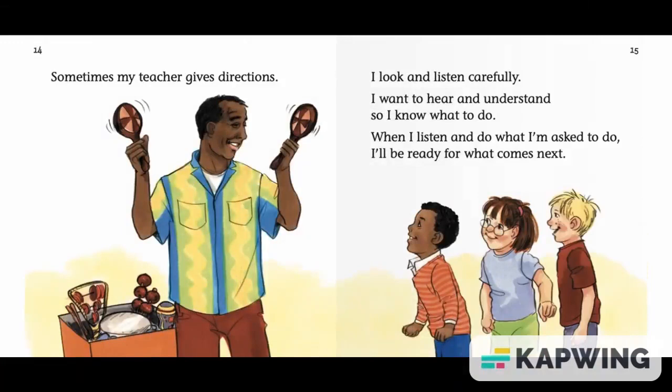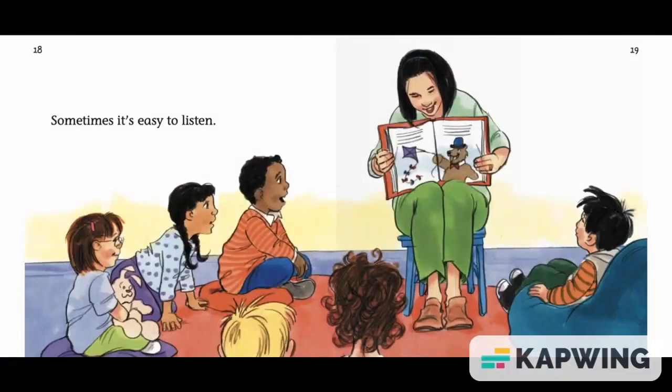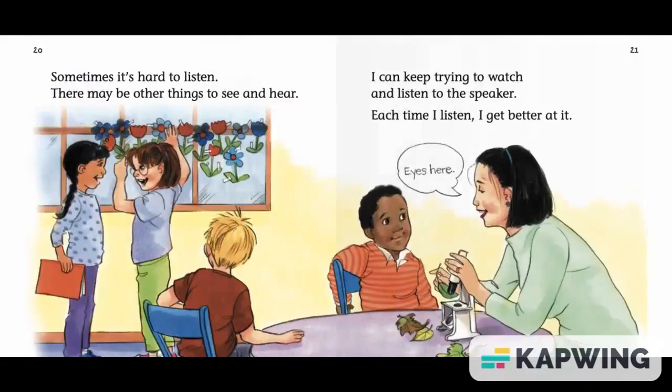Sometimes my teacher gives directions. I look and listen carefully. I want to hear and understand so I know what to do. When I listen and do what I am asked to do, I'll be ready for what comes next. It might be something really fun. Sometimes it's easy to listen. Sometimes it's hard to listen. There might be other things to see and hear. I can keep trying to watch and listen to the speaker. Each time I listen, I get better at it.